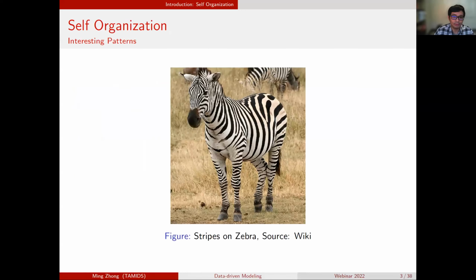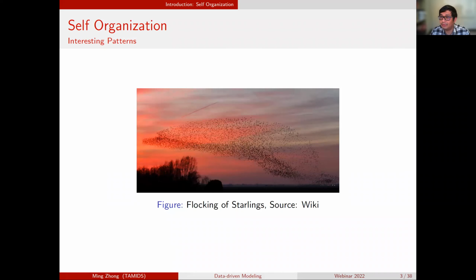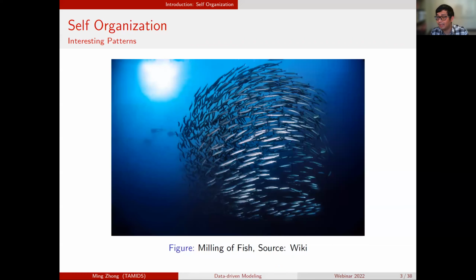So self-organization happens naturally in nature and provides a lot of interesting patterns we can see. For example, these static stripe patterns on zebras, really interesting. Besides being static, you can also have self-organization patterns appearing from dynamical patterns. For example, this swarming or flocking of starlings taken from YouTube. You can also have flocking or swarming form into a spherical shape. For example, this spherical shape formed by the milling of fishes is an interesting pattern.